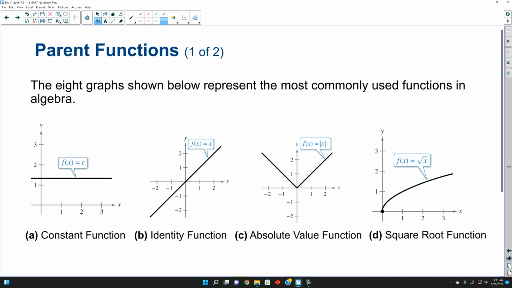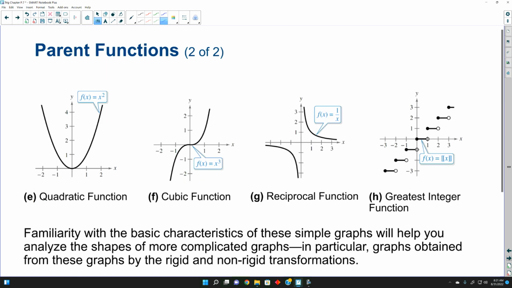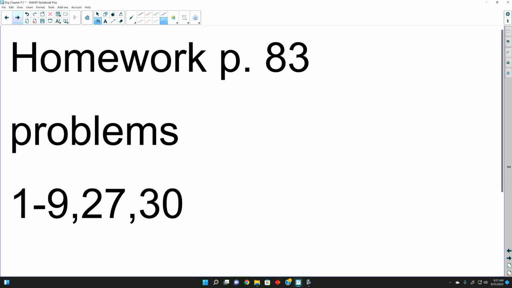And these are some of the commonly used graphs for these parent functions, and these here are nothing new. Because we've got the quadratic, the cubic, reciprocal, the greatest integer function or our step function. All of these are kind of the basic forms of them. And that's it.